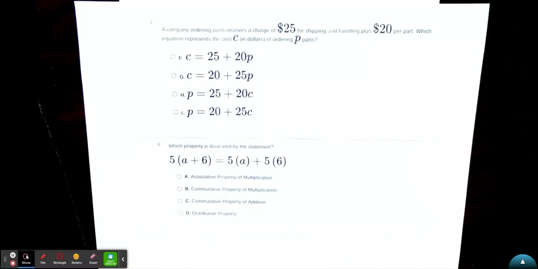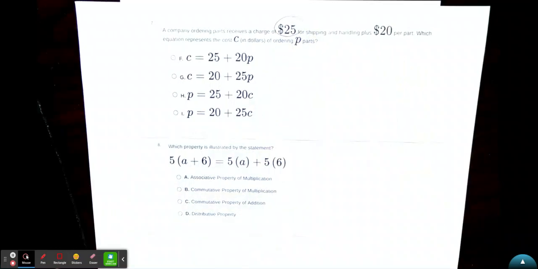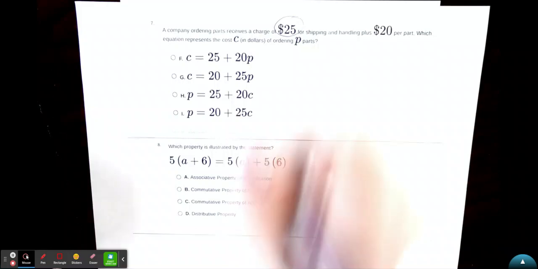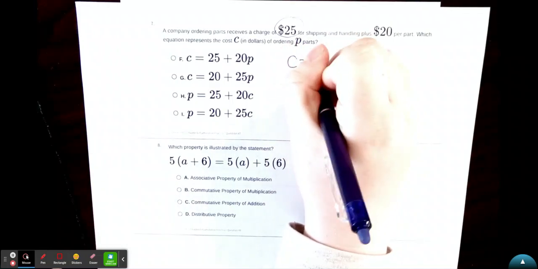Okay, so we want to know the total cost. If we ordered 0 things and just had them send us a box of nothing, how much would that cost us? Well, $25 for shipping and handling. Just for sending a box with nothing in it, it's going to be $25. So our cost is going to be $25.